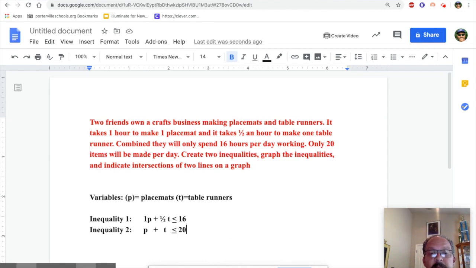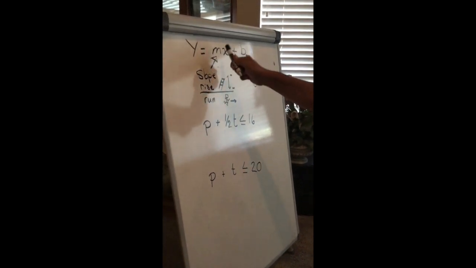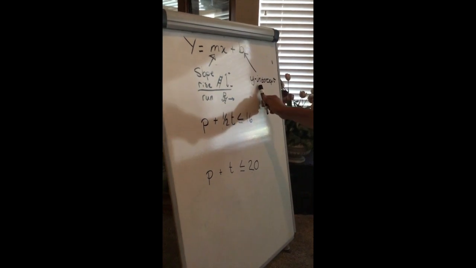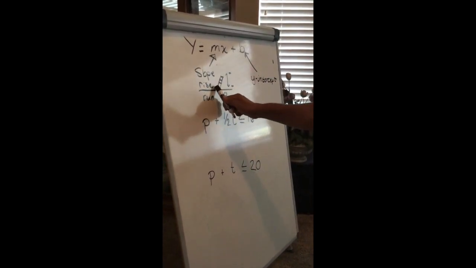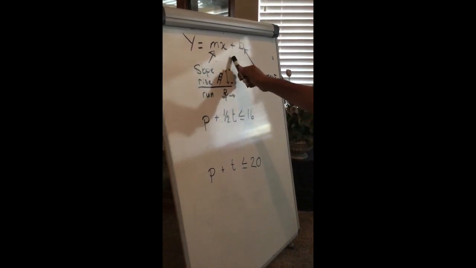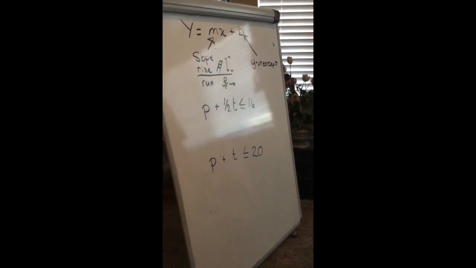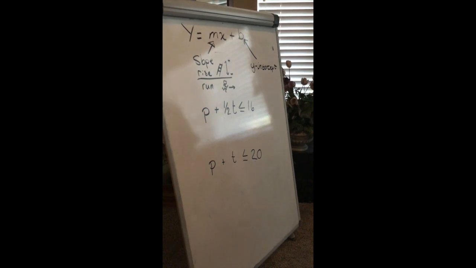to 20. Now, slope-intercept form is y is equal to mx plus b, where the b is my y-intercept and the m is my slope, which is rise over run. If it's a positive slope, I go up. If it's a negative slope, I go down. But I always run to my right. Now let's change these inequalities and put them into slope-intercept form.